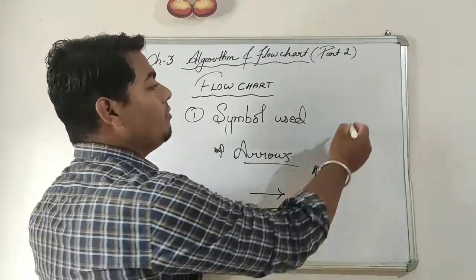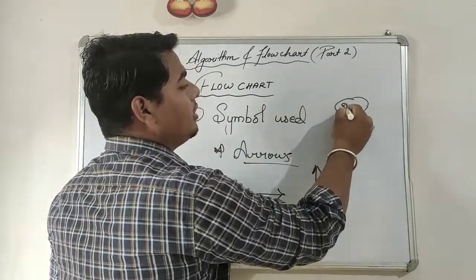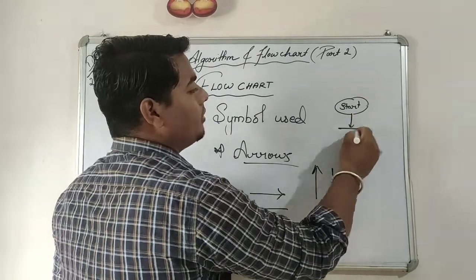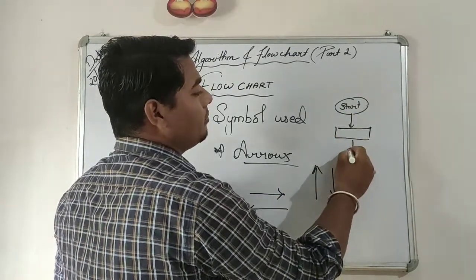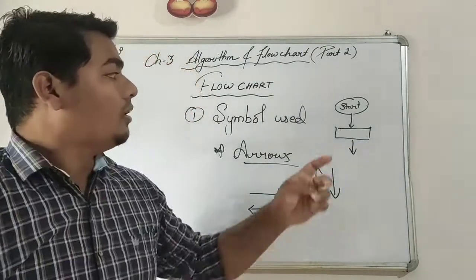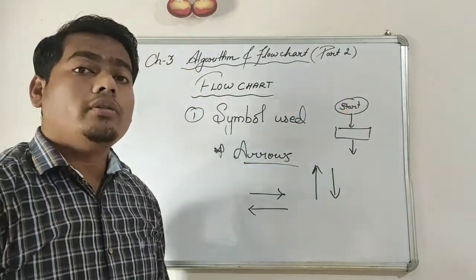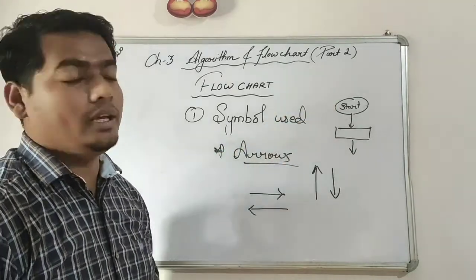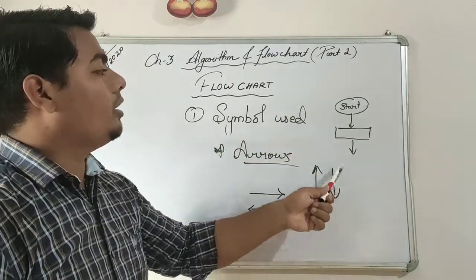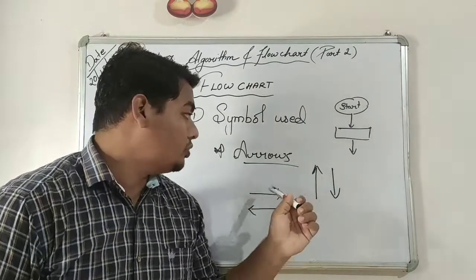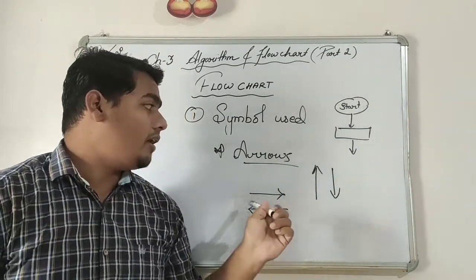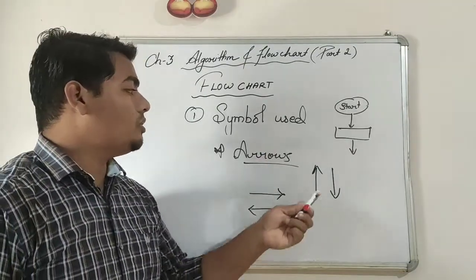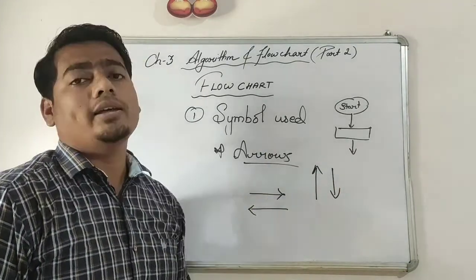If you have made one start, and from this start you put one arrow at the bottom, then you start your algorithm like this. These arrows are used to show the flow of your flowchart, means how your steps are flowing, from here to here, from here to here. This is shown by the arrows, right, left, up, down. Understood how we use arrows? Arrow symbols are used like this.